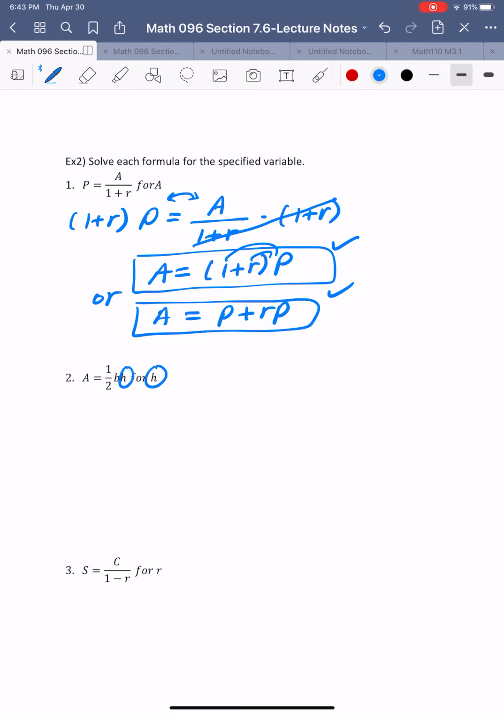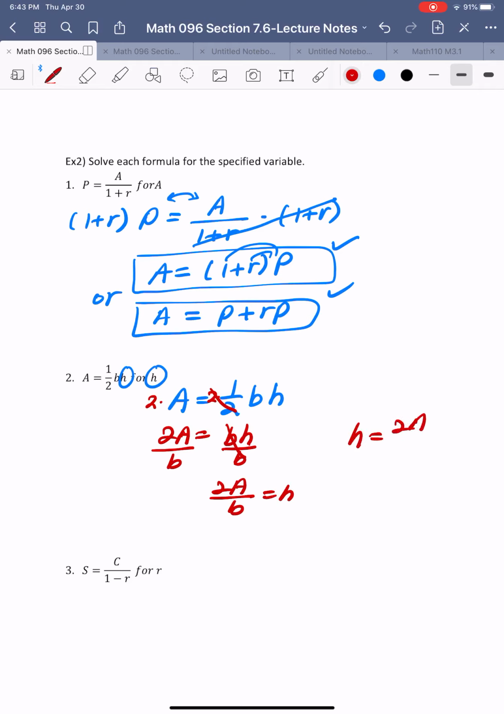For the second one, we are solving for h, so we're going to isolate h. A equals half of bh. In order to isolate it, I need to multiply by 2 on both sides to cancel the 1/2. So I get 2a, which equals bh. Then to isolate h, divide by b on both sides and cancel. So h is equal to 2a over b. You can write it either way.